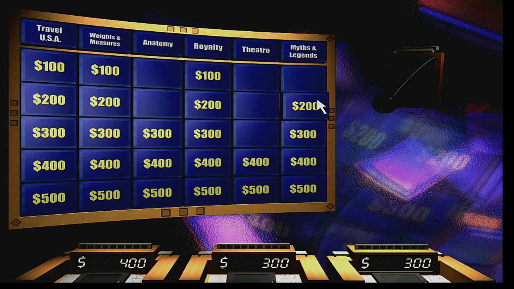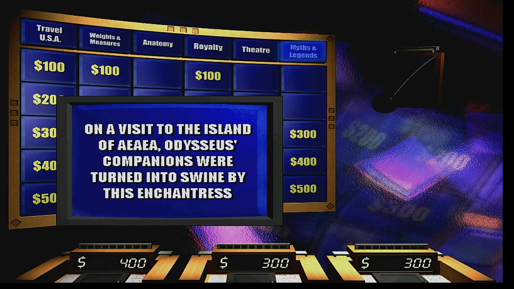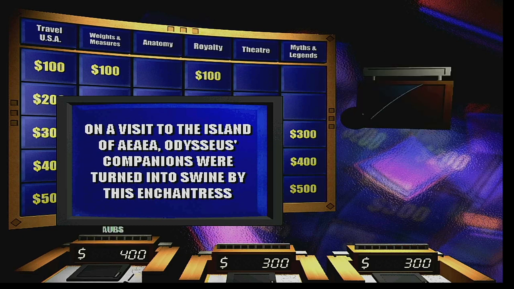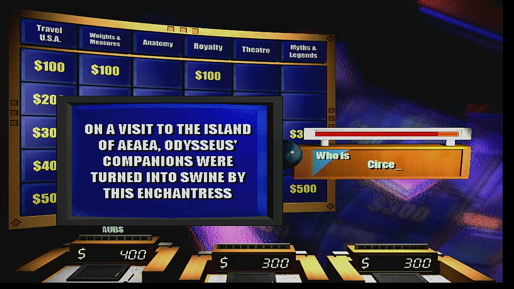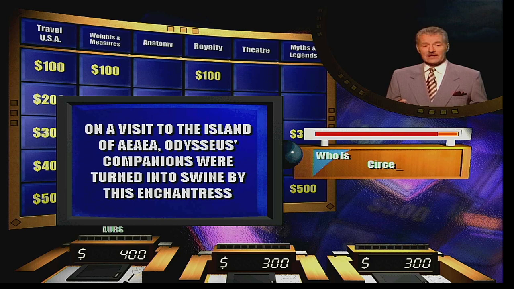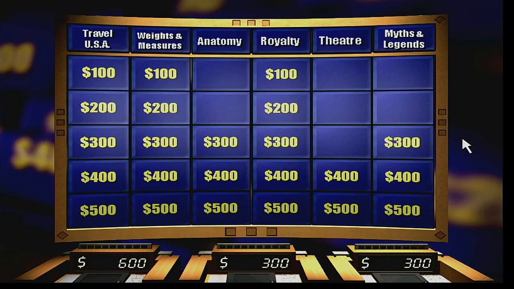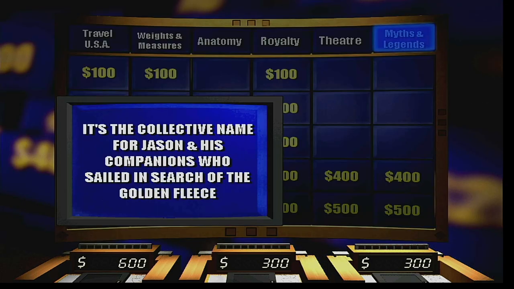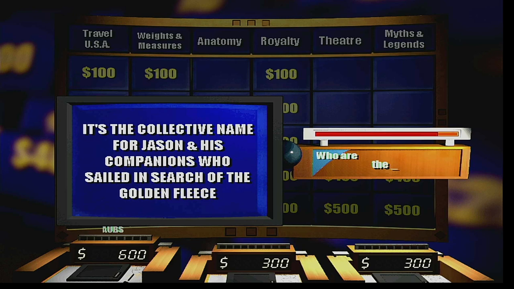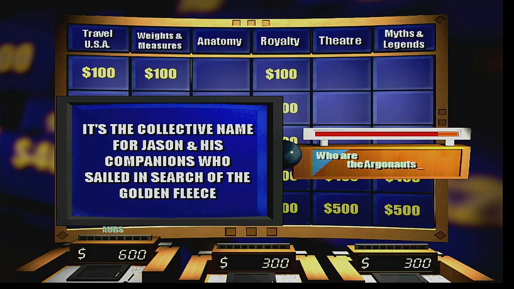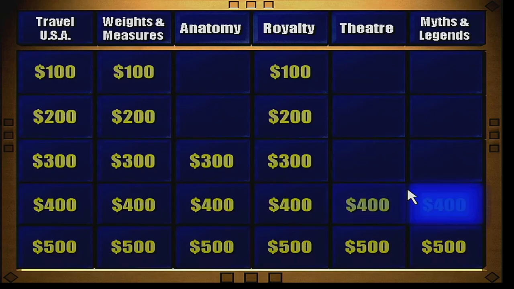Player one, you choose. On a visit to the island of Aegea, Odysseus' companions were turned into swine by this enchantress. Player one, Who is Circe? That's it exactly. Myths and legends 300. It's the collective name for Jason and his companions who sailed in search of the Golden Fleece. Player one, Who are the Argonauts? Correct. Myths and legends 400.